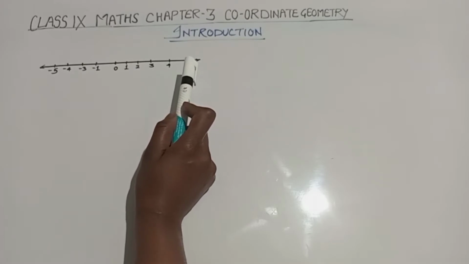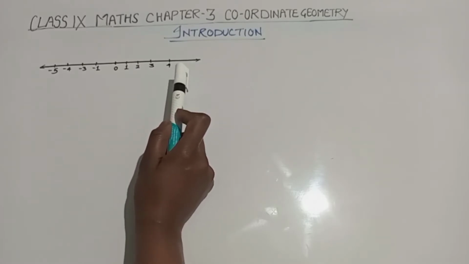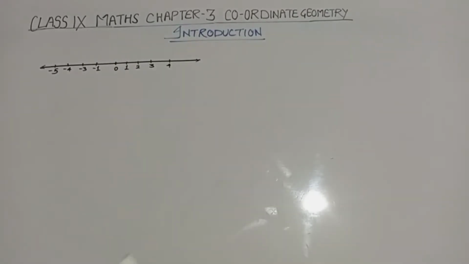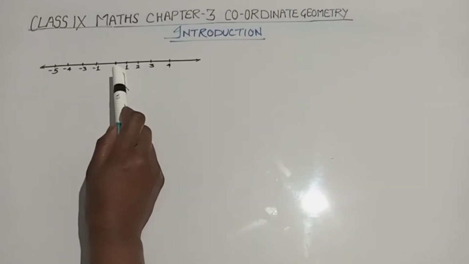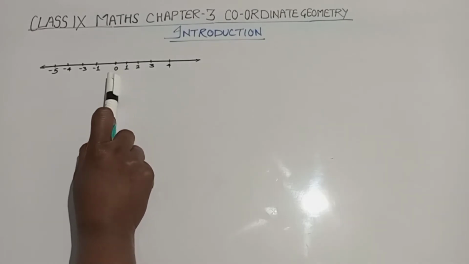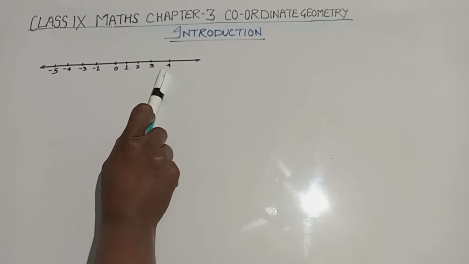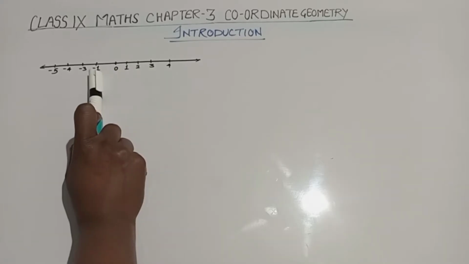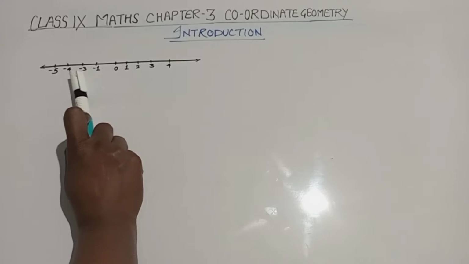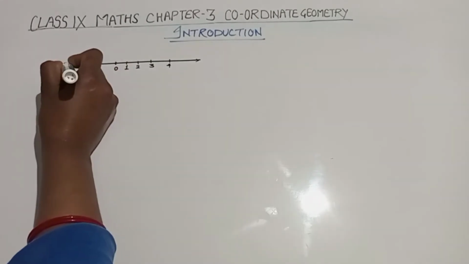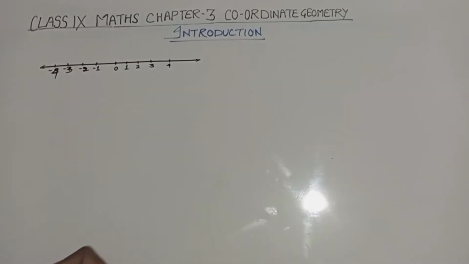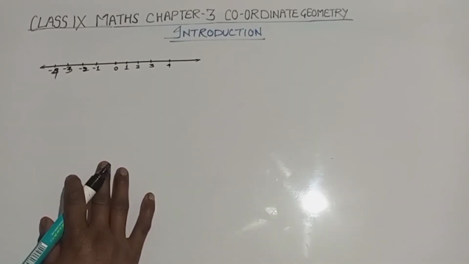We also know how to describe the position of a point on the line. So where is 2? It is 2 units from the fixed point 0. From 0 it is a unit distance, from 1 it is a unit distance, from 2 it is a unit distance, from 3 it is a unit distance, and minus 1 is also a unit distance from 0. 0 is a fixed point. Here is 2, here is 3, and here is 4.